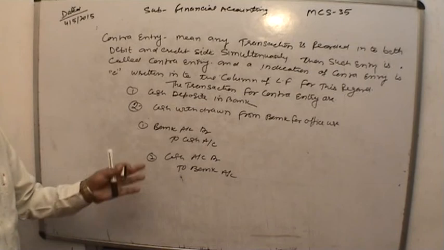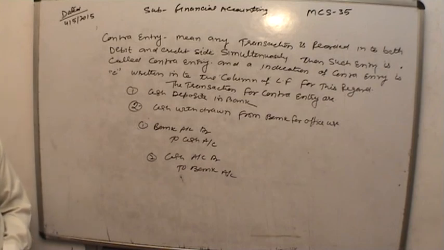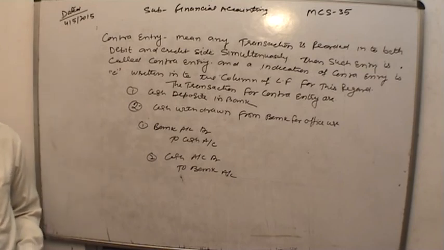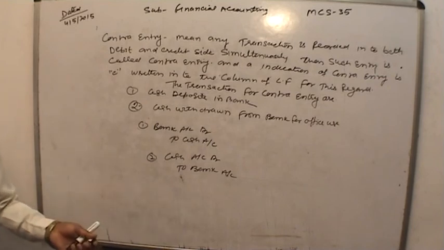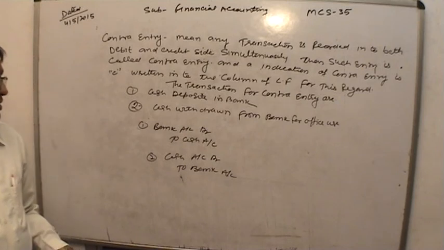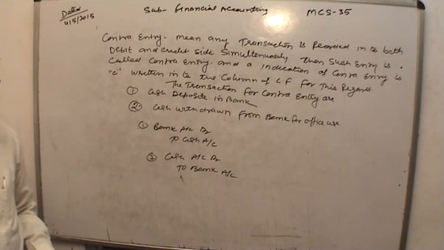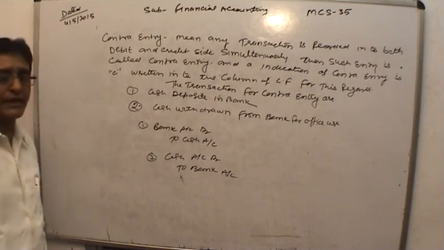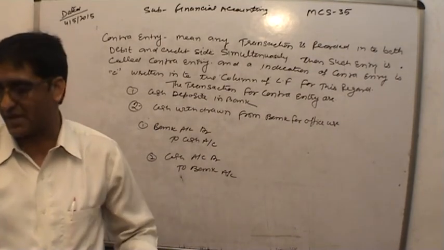In both the cases, you have seen that cash and bank are both either debited or credited in the journal entries, and simultaneously we have used both cash and bank in the cash book. Therefore, the entry is required on both sides, debit and credit. So it is entered as a contra entry. No other transactions are required to be entered on both sides simultaneously.